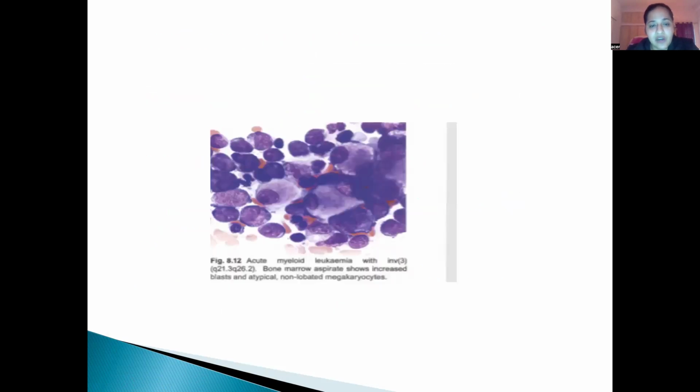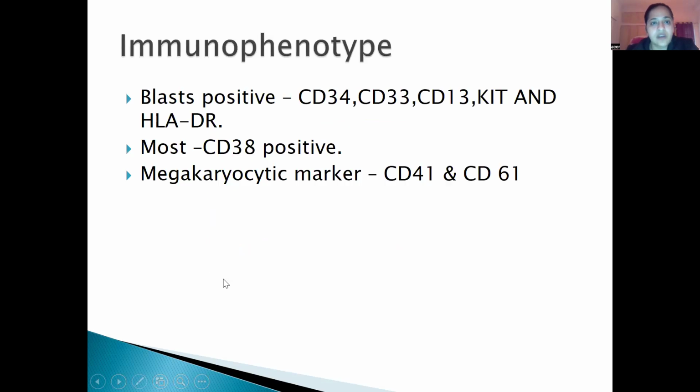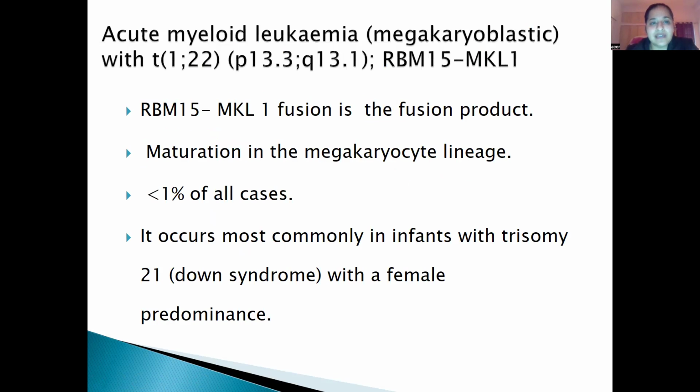As you can appreciate here, there are increased blasts and non-lobated megakaryoblasts. Blasts are positive for CD33, 34, 13, KIT and HLA-DR. They are CD38 positive, and CD41 and CD61, which are the megakaryocytic markers. Now the megakaryoblastic, that is RBM15-MKL1, is seen and associated with trisomy 21. So sometimes this question comes up: which AML is associated with trisomy 21? It is the megakaryoblastic, that is RBM15-MKL1. Okay.